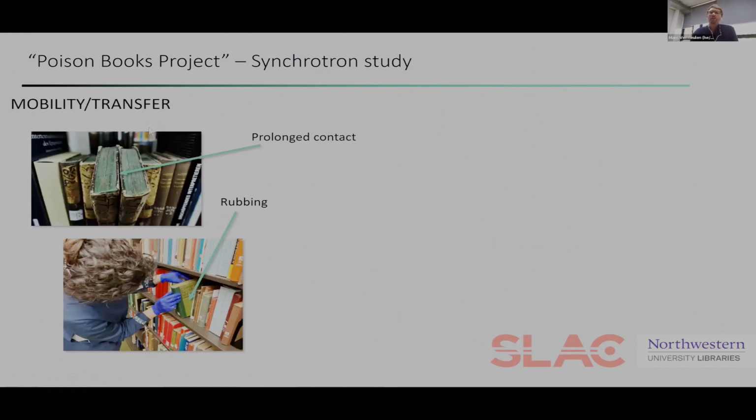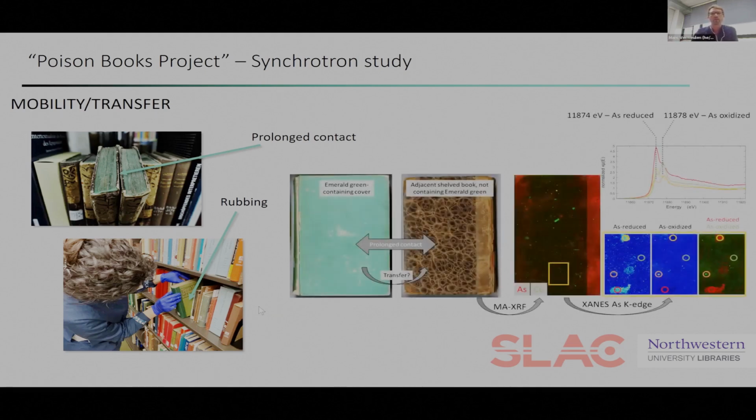And so having done that, we also wanted to look at what happens when the books are in contact for a long period of time or are being rubbed against one another. We were interested in the possible mobility of transfer to non-green books. For that, we did the same kind of experiment at the synchrotron on books that were not green, but have been stored for a long period of time next to a green book.